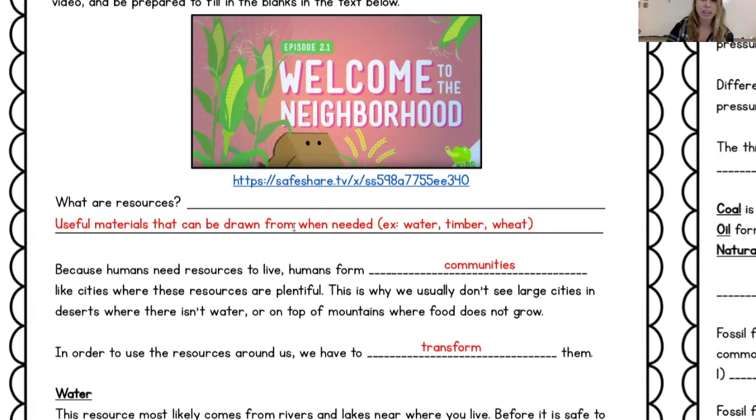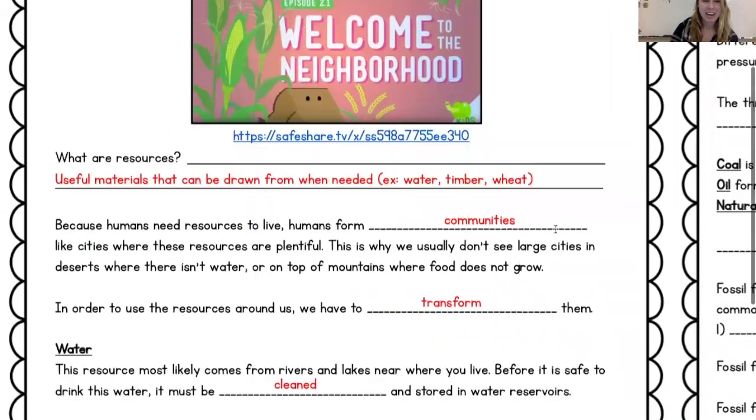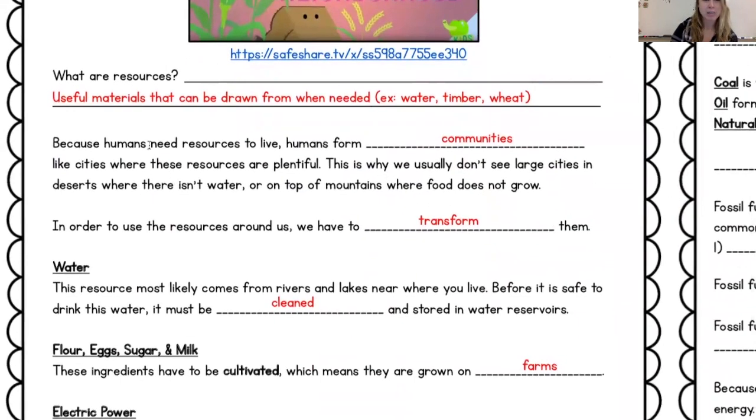If you are a little slower than I'm talking, that's totally fine because you can pause the video. It's not live, so I will not wait for you. You can push pause. The next line says, because humans need resources to live, humans form communities. Think about Langdon, for example. Why do you think that Langdon is where it is?